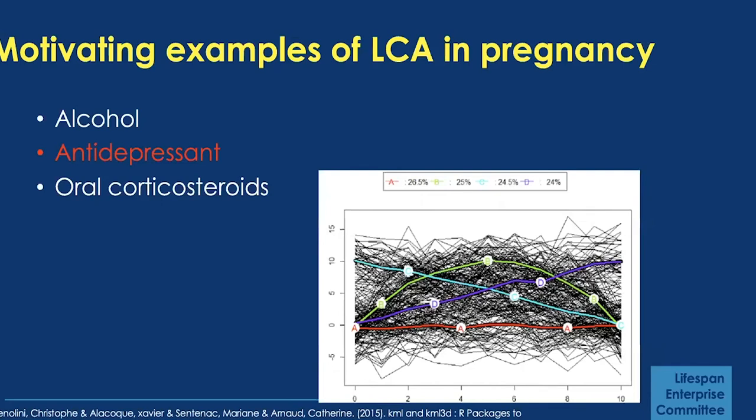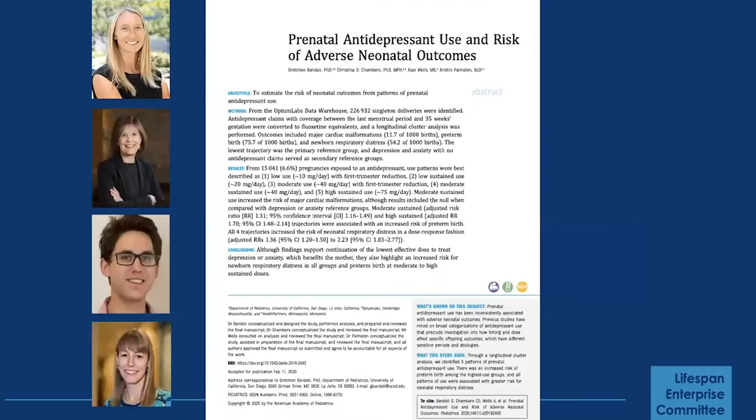So that was alcohol, and I've kind of explained why we were interested in exposures to alcohol. We also were interested in doing this same approach with antidepressants in pregnancy. And the motivation there was that we tend to think of antidepressants as a binary exposure. Either you're taking them or you're not during gestation. But we know that that's not true.